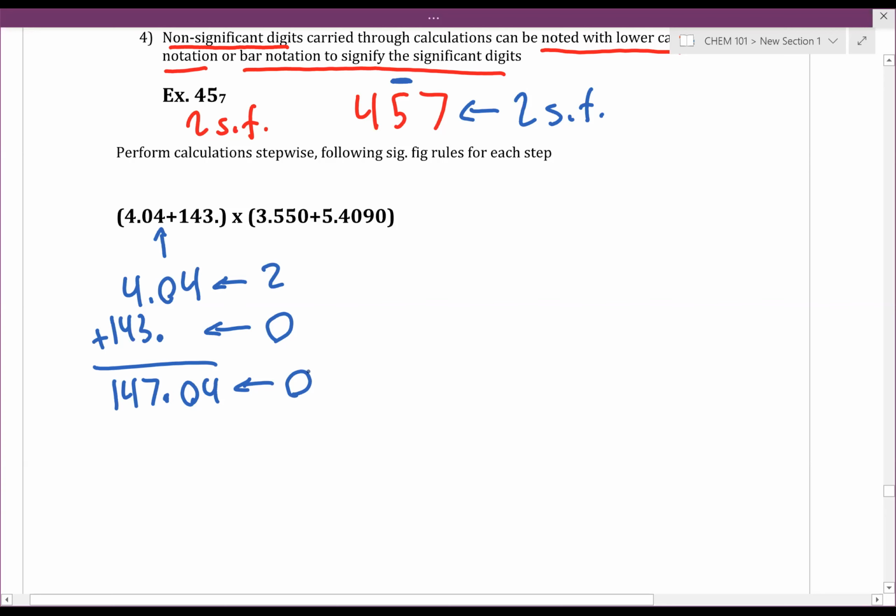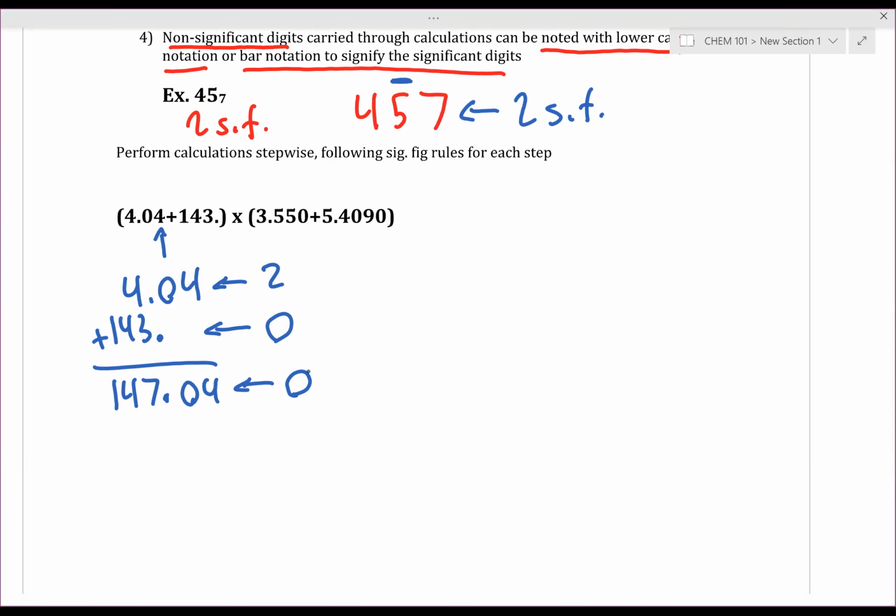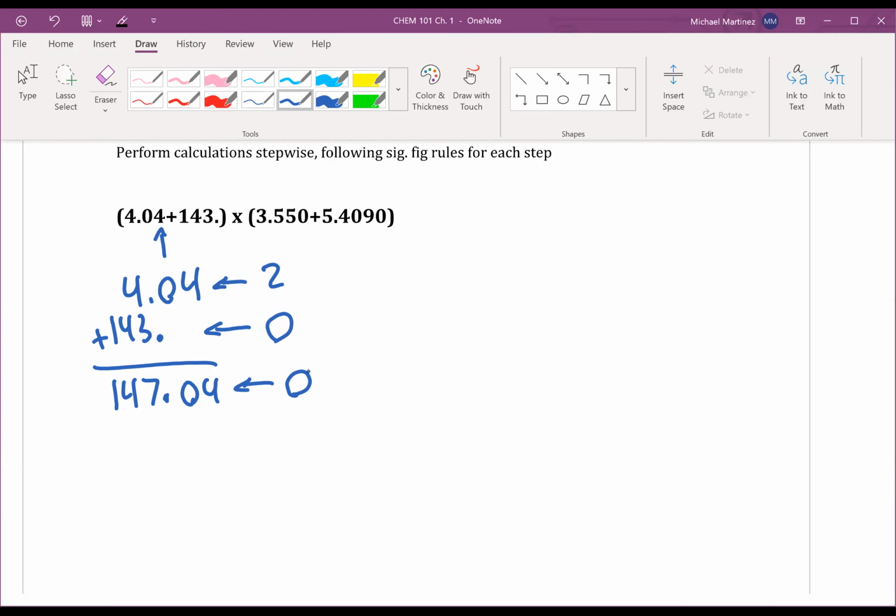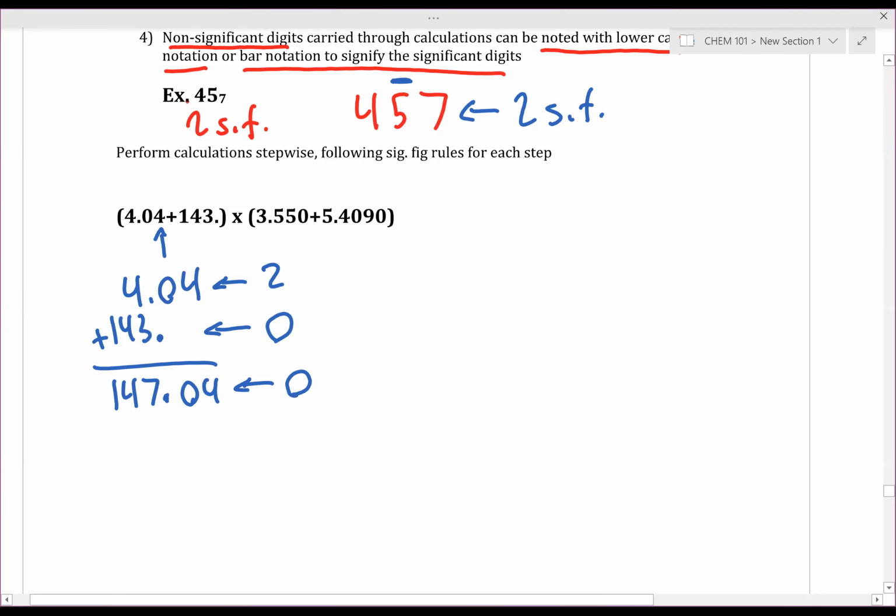So what we're going to do is break out our bar notation, and indicate the last significant digit. So where is the last significant digit in our final answer? Where do we need to place our last significant digit? The 7. Because should we have any numbers after the decimal point? No. So we put a bar over 7. There we go. Perfect. So our first component is done.